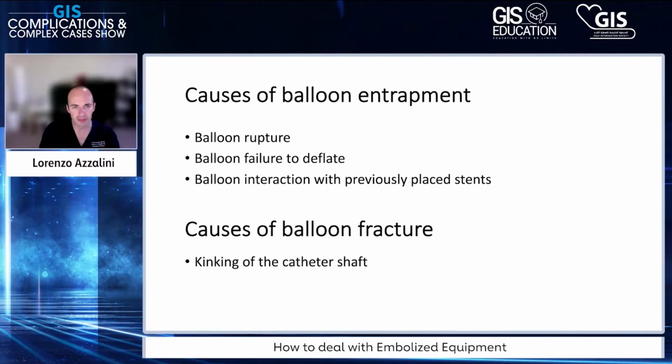What about balloons? Balloons can be entrapped after rupture, because they fail to deflate, because they interact with previously placed stents, and they can fracture because of kinking of the guide catheter or the balloon catheter shaft, especially if we push a lot and there is resistance, then we manipulate that area, we can fracture it.